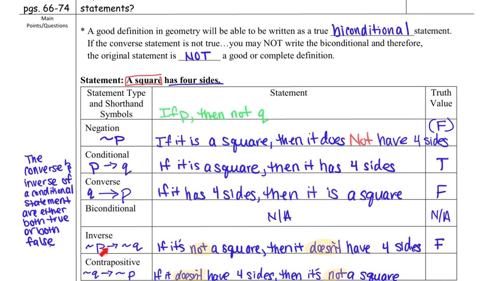So similar to the inverse, this one might be really hard to determine if it's true or false. So there's a similar rule that applies to conditional statements and the contrapositive. If you have a conditional statement and a contrapositive, they're either both true or both false. So because the conditional statement is true, then the contrapositive will also be true.